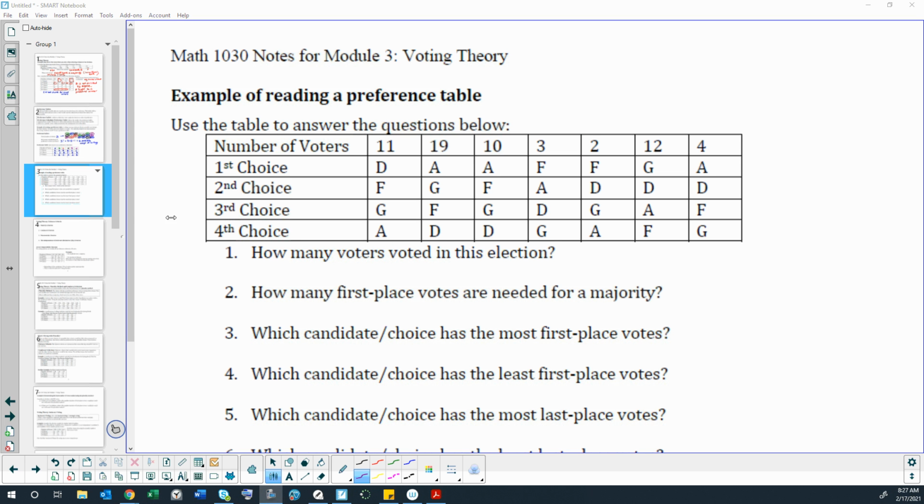Right, use the table to answer the questions below. We're just answering questions by reading a preference table. So, number of voters. How many voters voted in this election? To do that, we're going to take all of these numbers in these boxes and add them together.